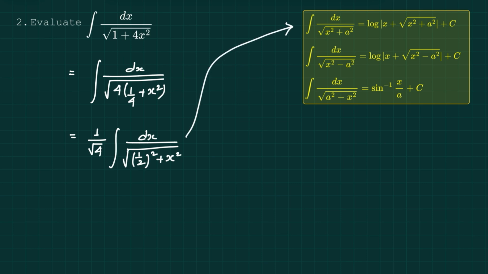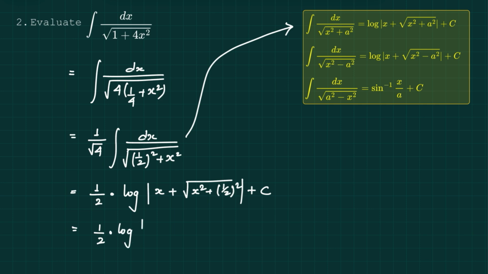Now this is in the form of the first formula, so it equals 1 over the square root of 4, which is 2, into log of x plus the square root of x squared plus a squared, that is 1 by 2 whole squared, plus c. That equals 1 over 2 into log of x plus the square root of x squared plus 1 by 4, plus c. You can leave your answer at this point because this has been integrated, or simplify further.